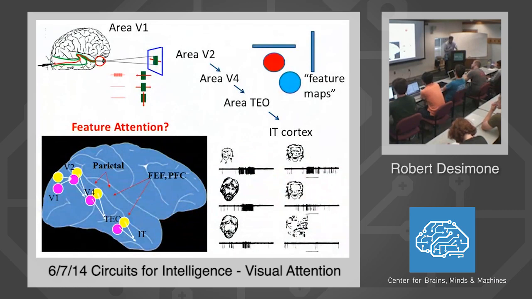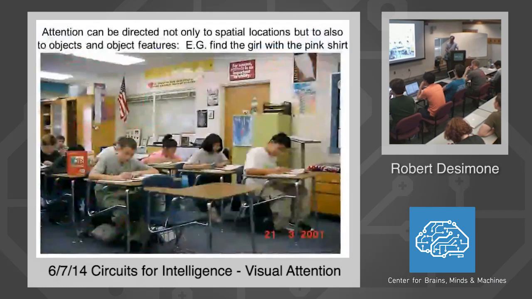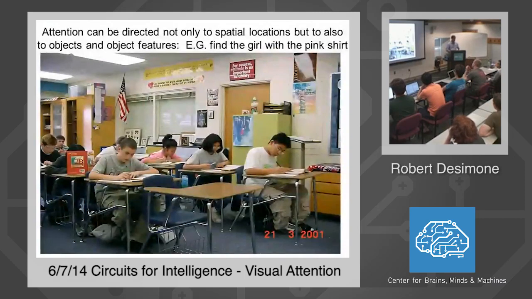So, everything I told you up to now had to do with spatially directed attention. That's sort of the most natural. As I said, you move your spatial attention before you move your eyes. It's what people think about and so on. But we know that people can attend to what we call features and objects irrespective of their location. So, for example, if I ask you to find the girl in the pink shirt in that scene, you can do that, right? Okay. So how did you do that?